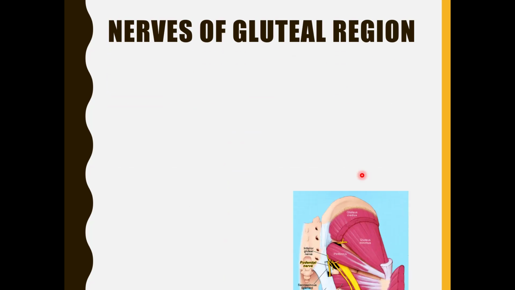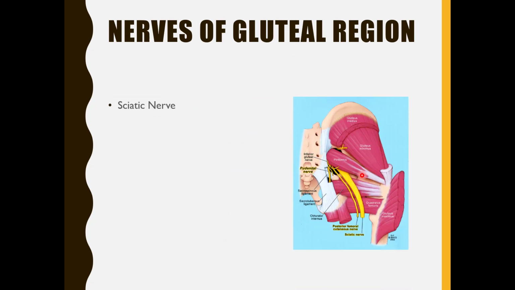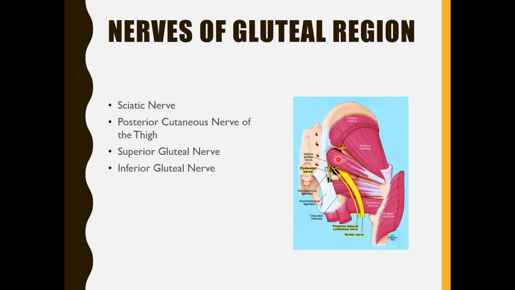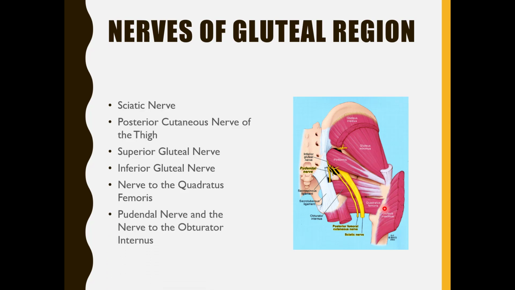Now the nerves of the gluteal region. There are many nerves of the gluteal region, which are the sciatic nerve. See here, this is the sciatic nerve. Then there will be the posterior cutaneous nerve of the thigh. Then the superior gluteal nerve, see here, this is the superior gluteal nerve at the upper border of the piriformis muscle. Then there will be the inferior gluteal nerve, which is below the piriformis muscle. Then there will be the nerve to the quadratus femoris. See here, this is the quadratus femoris muscle. The nerve which supplies the quadratus femoris is the nerve to the quadratus femoris. Then there is the pudendal nerve and the nerve to the obturator internus.